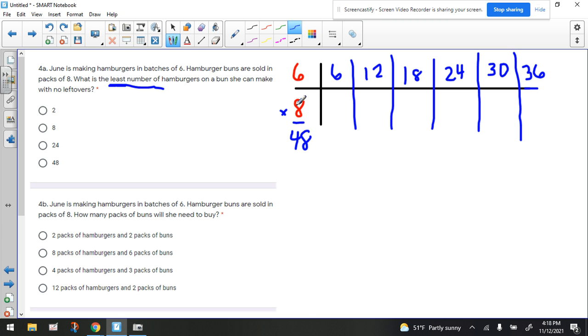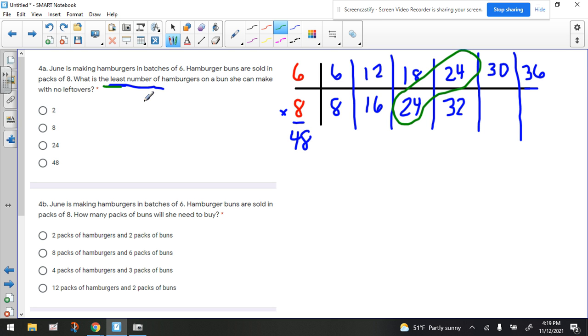So let's start putting in our numbers for 8. 8 times 1 is 8. 8 times 2 is 16. 8 times 3 is 24. And you may realize that we have a match, right? Now we could keep going, right? We could say 8 times 4 is 32, and so on. But because we have a match that's the least number, then that's the one we're going to go with.